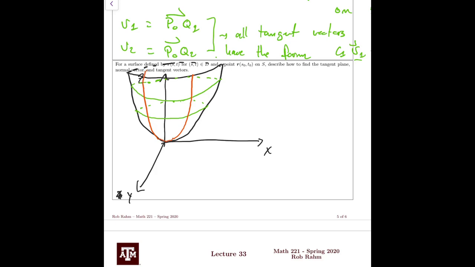Okay. So I want to concentrate on, let's say, this point right here, and let's say the blue point is equal to R of S0, T0. Okay, so the green curve and the orange curve, where they intersect, this is going to be at the tangent plane. So notice the following. If you hold the orange constant, if you hold theta constant, so theta is equal to theta naught, then you get a green curve.